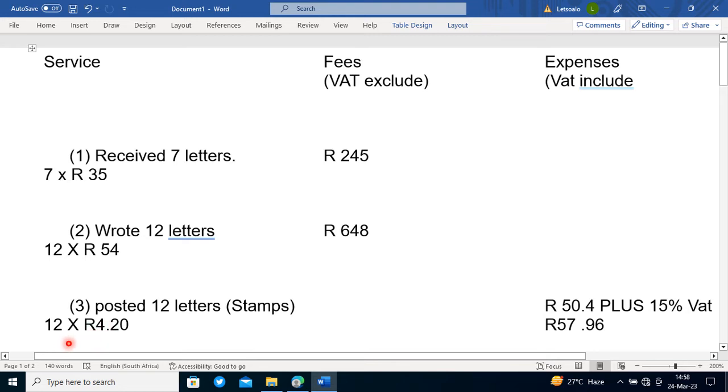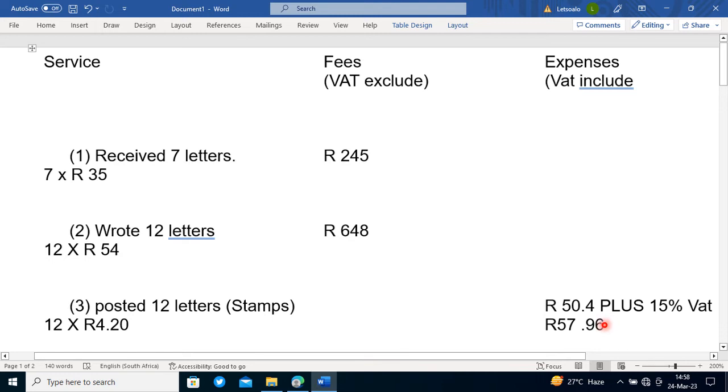And then 3 posted 12 letters. So they have posted 12 letters. So we just have to say 12 times the cost of each letter, or each stamp. Each stamp is 4 rand 20 cents. So 12 times 4 rand 20 cents gives me 50 rand 40 cents. Then I said plus here because, guys, my keyboard is not functioning very well, so I cannot add that sign of plus. So you have to add that sign of plus.